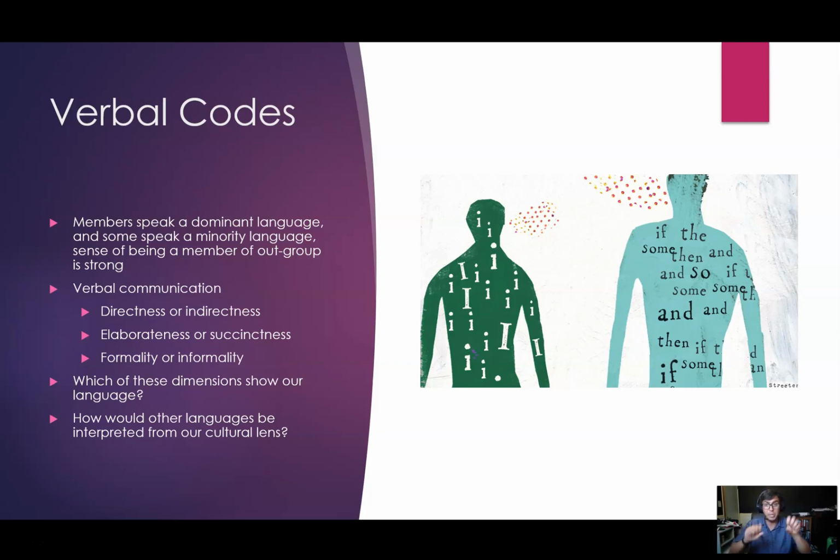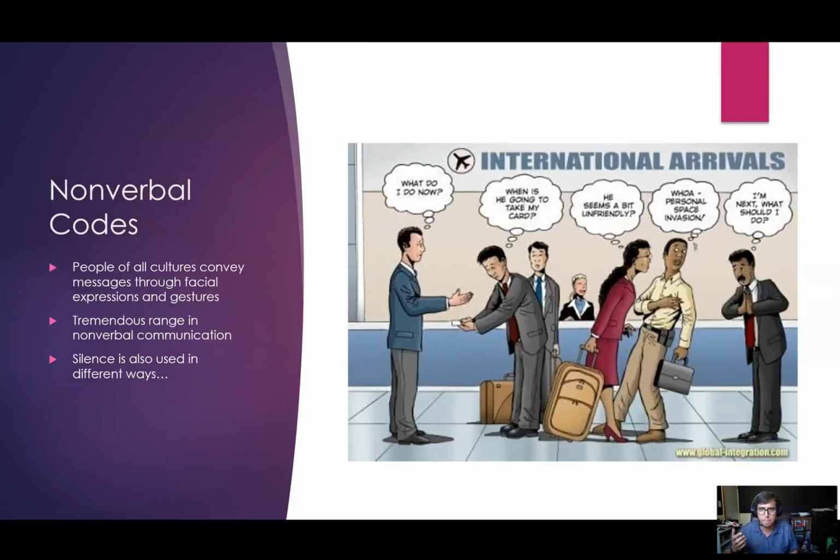So there are different ways that we communicate, and as we've said, with directness or indirectness, elaborating a lot or succinctness, formality of communication or informality of communication, all of which are verbal codes that can reinforce some of this in-group, out-group dynamic. Nonverbal codes: people of all cultures convey messages through facial expressions and gestures. There's a tremendous range in nonverbal communication, so silence is also used in many different ways.